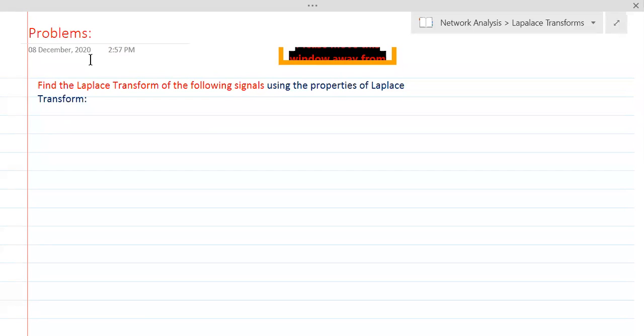We have seen 8 properties of Laplace transform. Which property would we be using? Not all the 8 properties would be used for finding the Laplace transform of a signal. Whichever is needed, we'll use those properties and we shall find the Laplace transform. Is that okay with you, everybody?